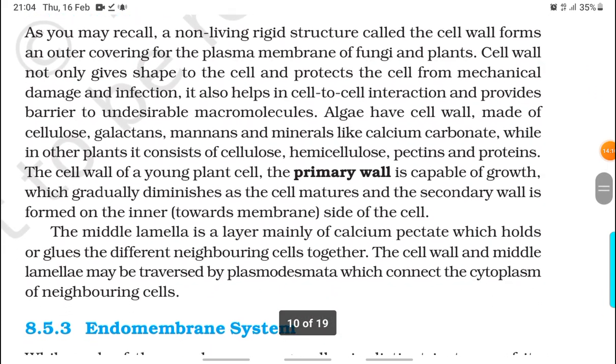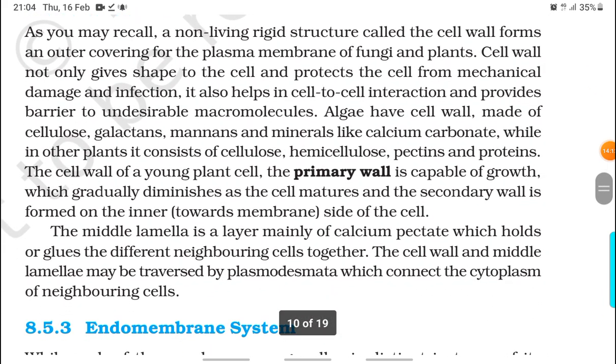Cell wall. As you may recall, a non-living rigid structure called the cell wall forms an outer covering for the plasma membrane of fungi and plants. The cell wall not only gives shape to the cell and protects the cell from mechanical damage and infection, it also helps in cell-to-cell interaction and provides a barrier to undesirable macromolecules. Algae have cell walls made up of cellulose, galactans, mannans, and minerals like calcium carbonate, while in other plants it consists of cellulose, hemicellulose, pectins, and proteins.